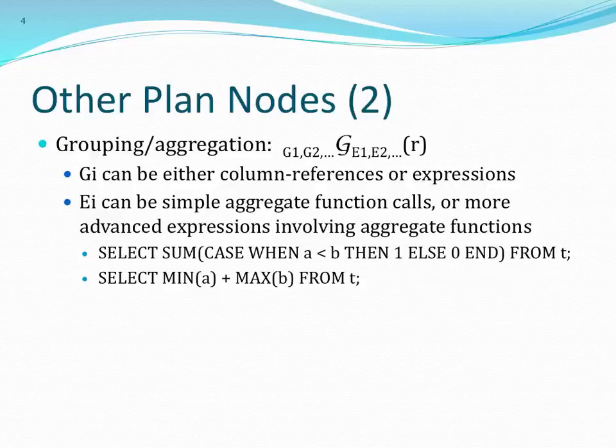For example, here I'm saying case when A is less than B, then 1 else 0. What we're counting up is the number of rows where A is less than B. And you could write this in a different way. You could say select count star from T where A is less than B.